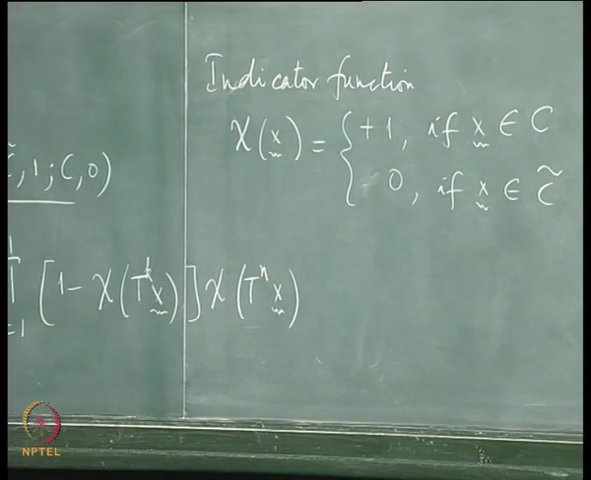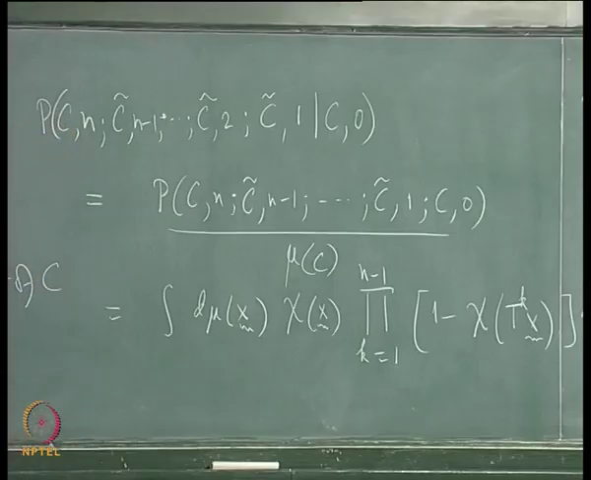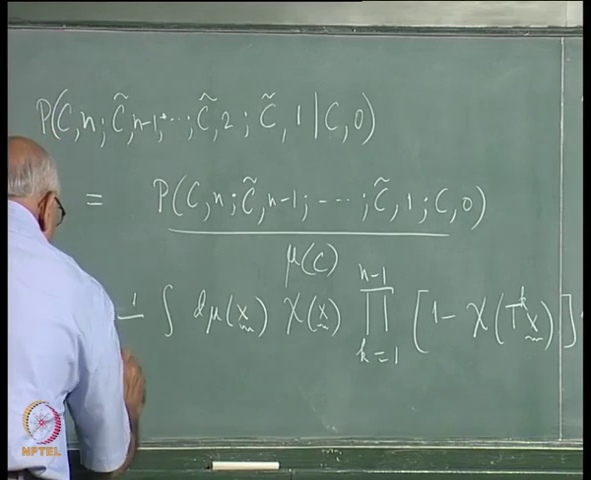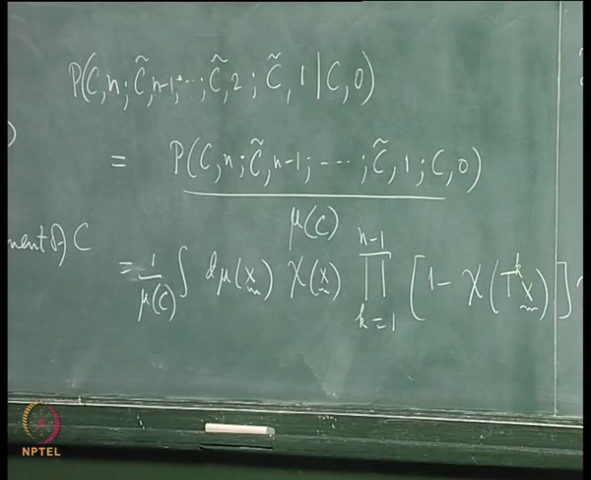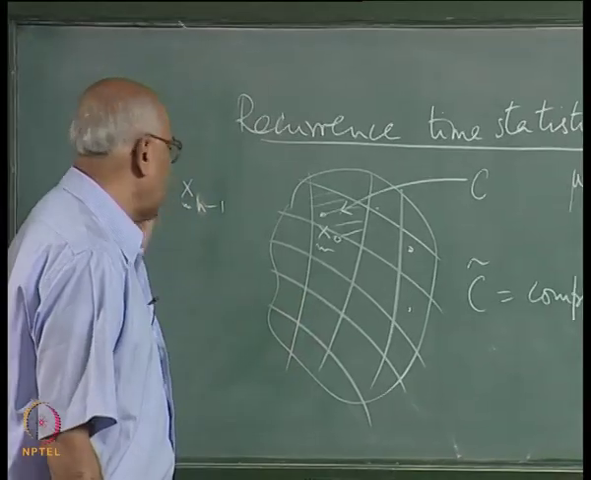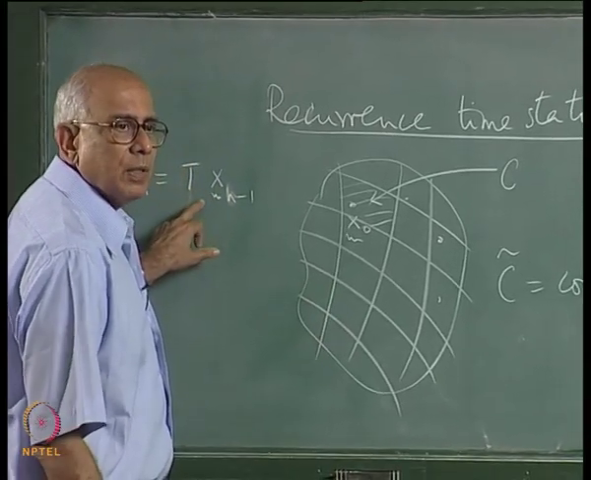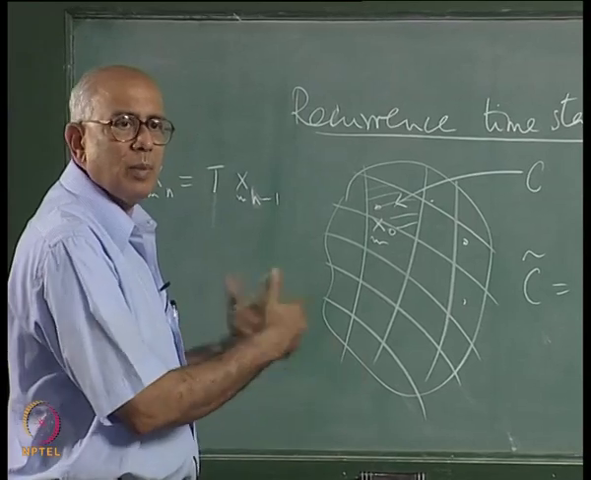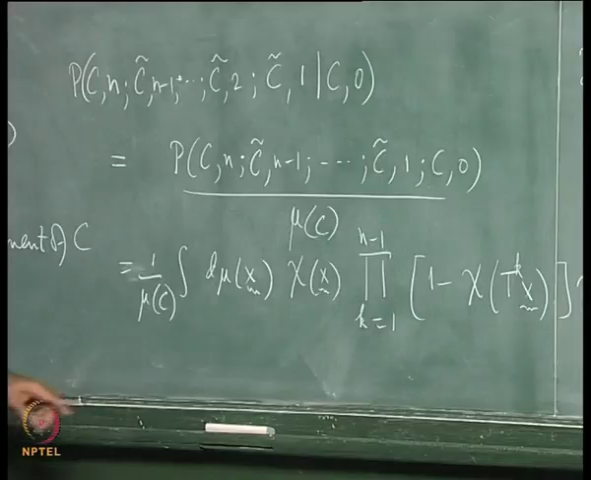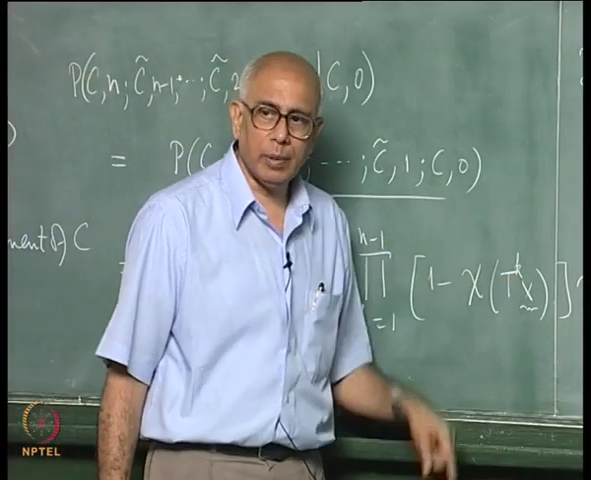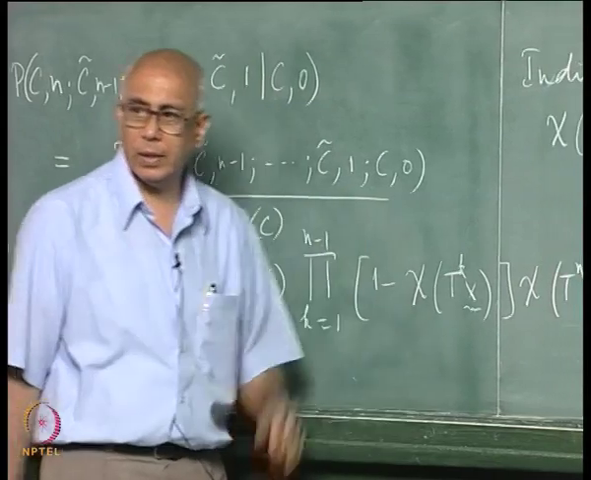So formally this is this probability, the whole thing normalized by 1 over mu of C. Although the notation looks elaborate, the reason for it is that it is in complete generality. A very complicated time evolution is taken care of by writing this abstract operator T. Even if it is a very complicated nonlinear map, it is still taken care of by writing this. And T^k stands for the kth iterate of this map, just as T^n is the nth iterate of this map.